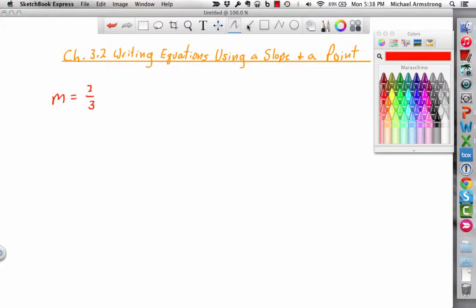And again, if we were on a graph, we know that that's rise over run. And so that would look like up 2 over 3. And so our line would probably go kind of like that, because we go up 2 and over 3, up 2 and over 3. Alright, so this is what our slope basically is.